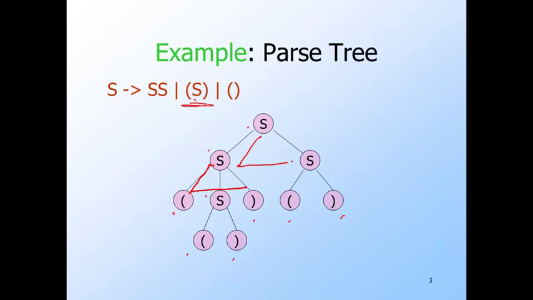That's right here. And here we have an example of an interior node labeled S, and its children are labeled left paren, right paren. That corresponds to this production body right here. You have the same exact use of that production here.